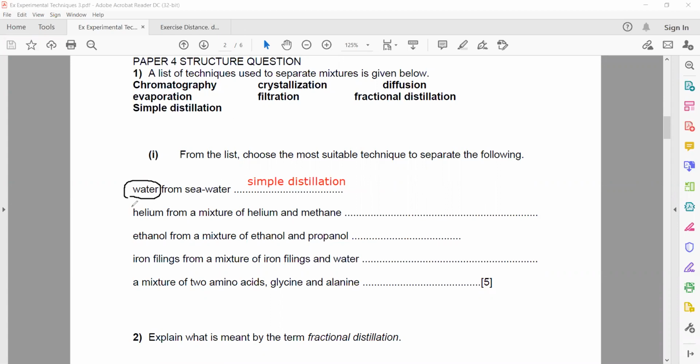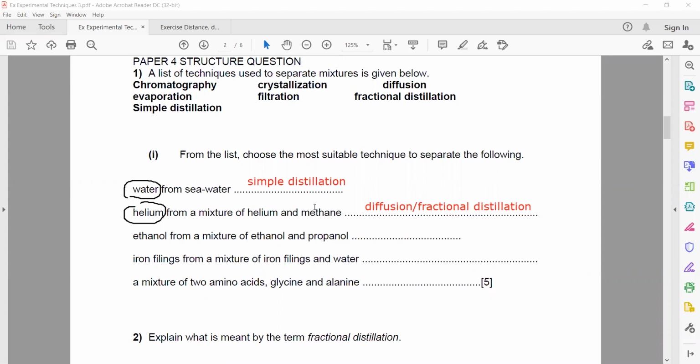We want to separate helium from a mixture of helium and methane. So if you want to separate two or more gases, because different gases have different rates of diffusion, here we can write diffusion, or we can also use fractional distillation. So both are acceptable, as in the options we have both diffusion and fractional distillation. So any one of them we can write.